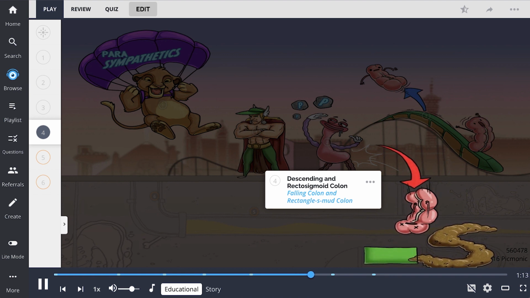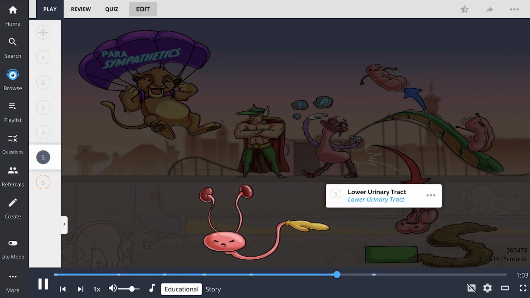Pelvic parasympathetic input to this organ is similar to the rest of the intestinal tract, causing increased motility and relaxation of sphincters. The pelvic splanchnic nerves also innervate the lower urinary tract, shown by the urinary tract below the city. Parasympathetic input here causes contraction of the detrusor muscle and relaxation of the internal sphincter, resulting in bladder emptying.